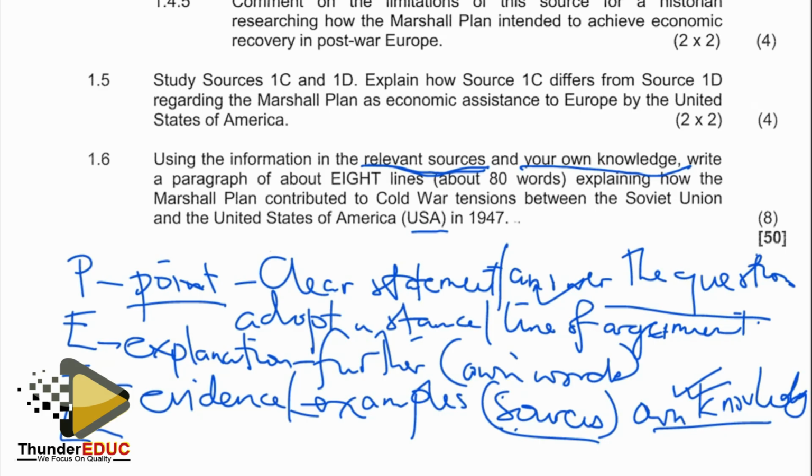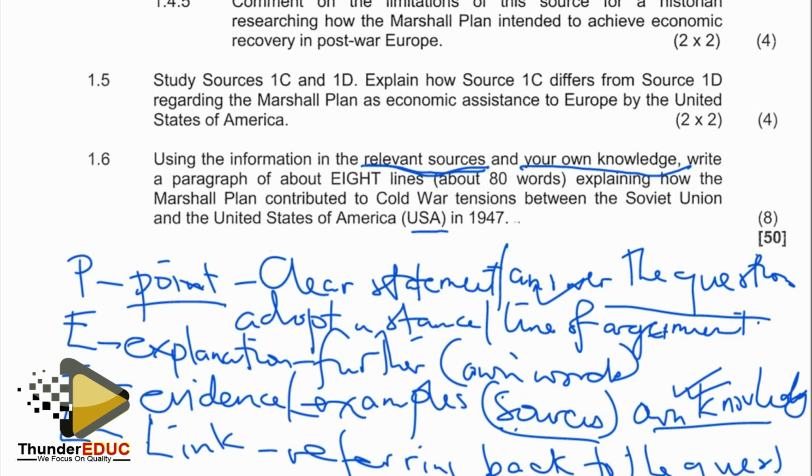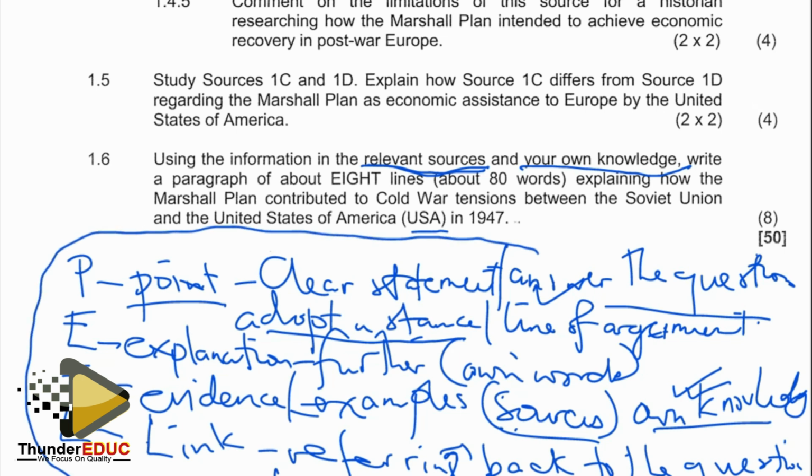Then you also need to check on the link. Here we are saying the link is a linking statement, where you are referring back to the question, or to your line of argument. Whatever argument you have adopted, you need to refer back to it to show that whatever you were explaining is in line with what you adopted in the beginning, so that your argument does not wander around. You have one standing argument which bears evidence, has some explanations, and is supported at the end.